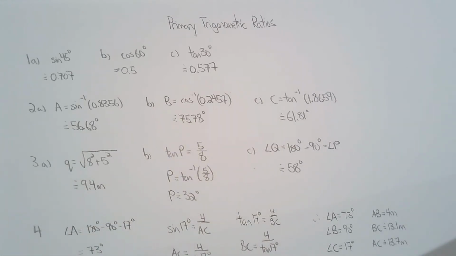For question 3, they gave us the right triangle and asked us to solve for the hypotenuse. You could just use the Pythagorean theorem. You could solve for one of the acute angles and then use SOHCAHTOA, but Pythagorean theorem is there, so why not? Solve for angle P, use the tan ratio because you have opposite and adjacent side. And once you have angle P, you can solve for angle Q because the sum of the interior angles is 180 degrees.